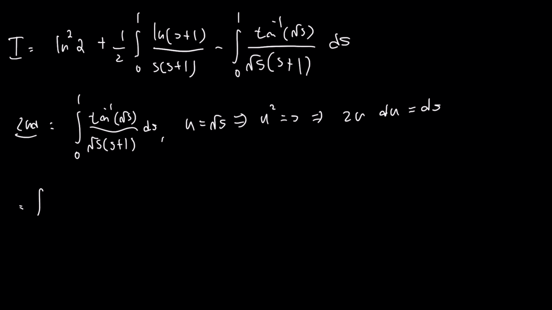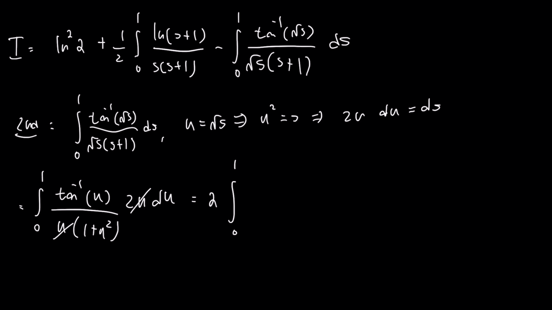So we have the integral from 0 to 1 of the inverse tangent of u divided by u times s plus 1, where s is u squared. So we have 1 plus u squared, and ds is 2u du. So 2u du, these will cancel. We're left with twice the integral from 0 to 1 of the inverse tangent of u divided by 1 plus u squared du. And yet again, we can make another substitution.